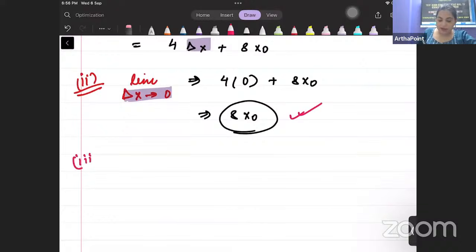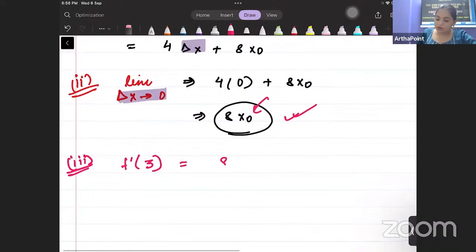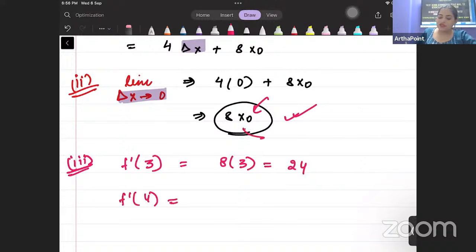The third and last part, beta, says find the derivative when the value of x is 3. Put 3 in place of x, it will be 24. Find the value of the derivative when x is 4. Put 4 in place of x. So this is 32. This is how you can find the derivatives. Is this clear? Give me a yes if it is clear. Everybody, the difference quotient should be completely clear, and the derivative should be completely clear.